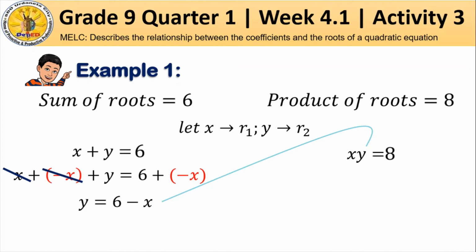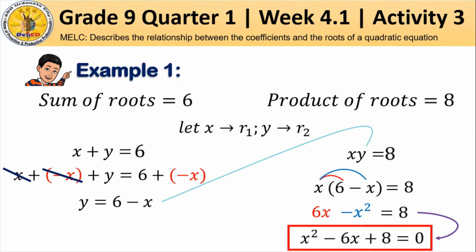We now have x times the quantity 6 minus x, that is equal to 8. By distributive property, x times 6 is 6x. x times negative x is negative x squared, that is equal to 8. Rewriting the equation in standard form, we have x squared minus 6x plus 8 is equal to 0.